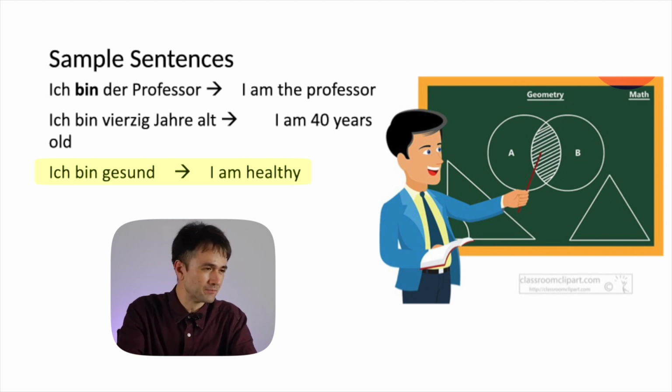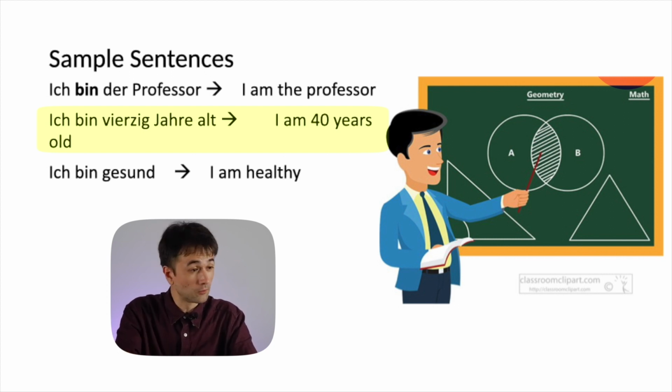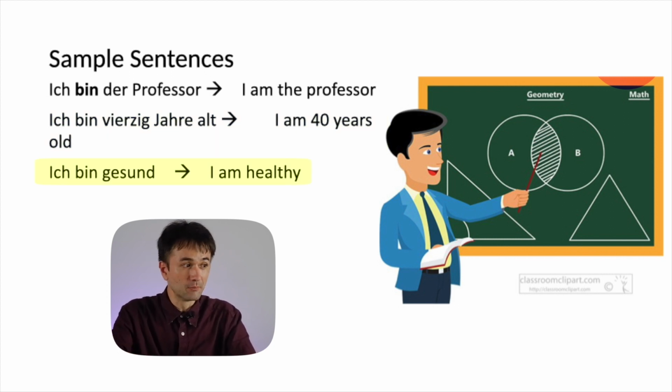So once again, say these with me. Ich bin der Professor. I am the professor. Ich bin 14 Jahre alt. I am 40 years old. Ich bin gesund. I am healthy.